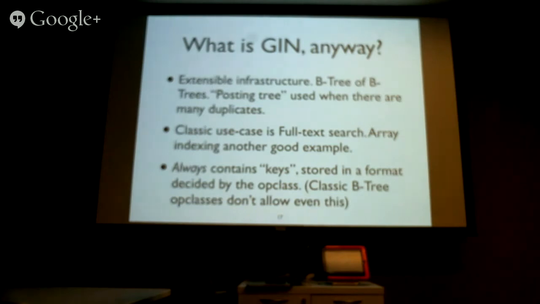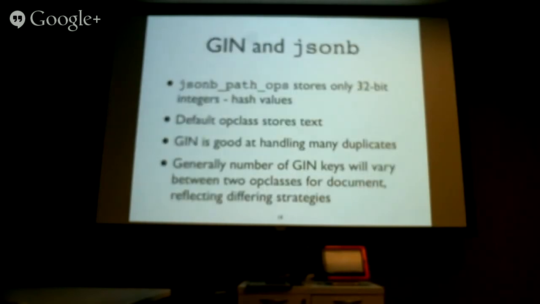It's a matter of deciding what the storage type is for the op class, and I'll go into that as it pertains to JSONB just now. So JSONB path ops, the hashing op class, if you like, stores only 32-bit integer hash values. The default op class stores text. And the number of gin keys, which is a concept that has nothing in particular to do with JSONB, is going to vary with the different strategies of each op class, which I think we're going into more.